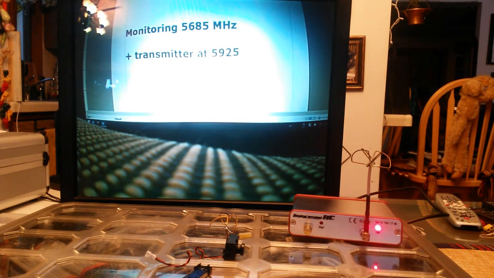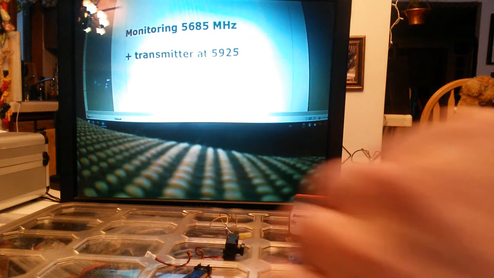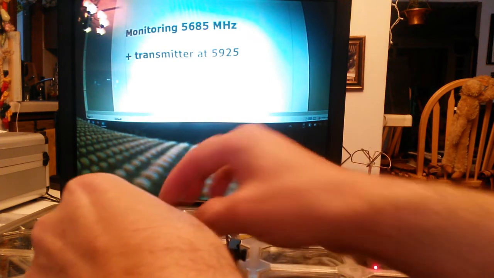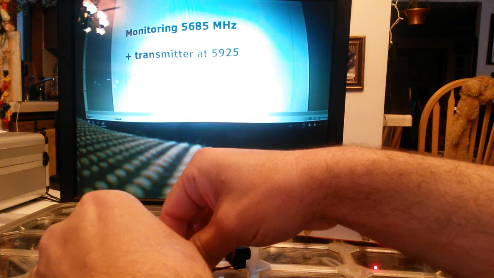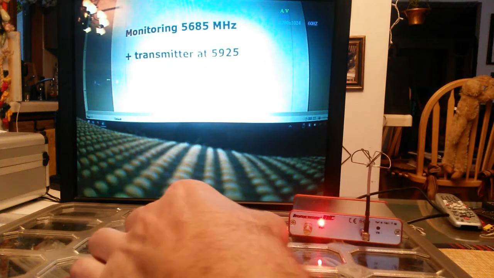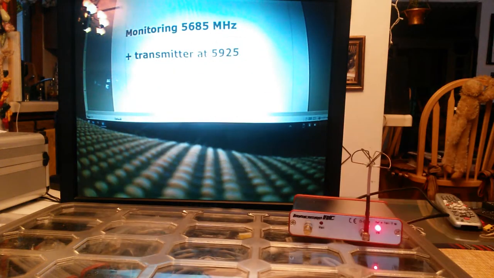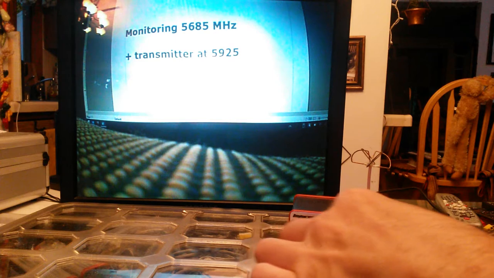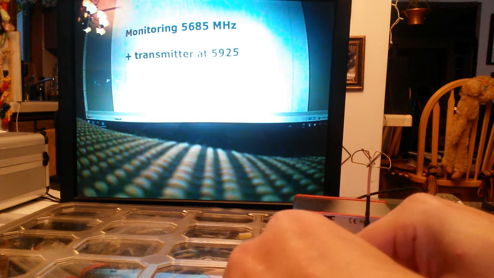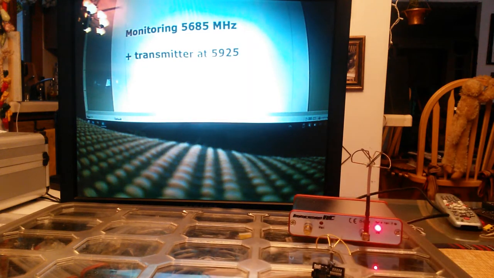So first we're receiving at 5685, and then we take another unit that's pretty close to the receiver, which you see right here in front. With that unit running at 5925, and we're quite close to the receiver and the antenna, as you can see, there's very little direct effect just between these two frequencies.